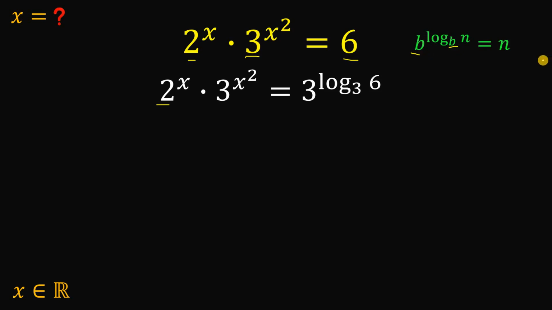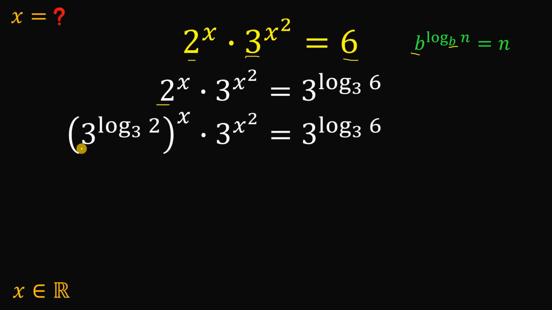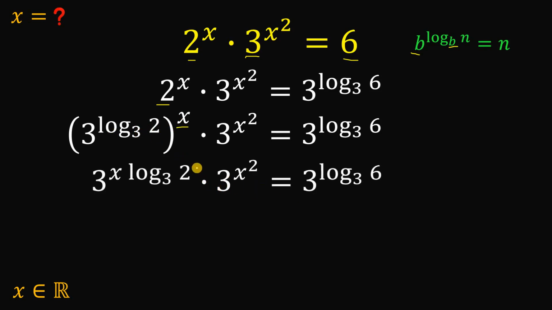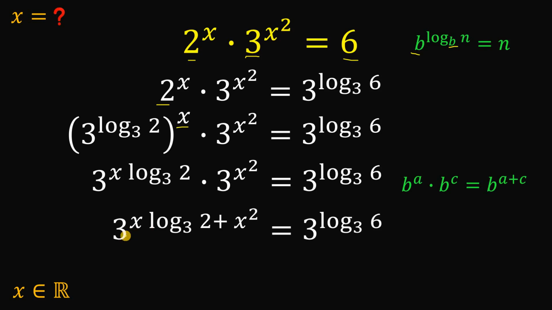We can rewrite this using again this identity. 2, we can rewrite this as 3 raised to the power of logarithm of 2 to the base of 3. Now, what we're going to do is to multiply this x to logarithm of 2 to the base of 3. And then, what we're going to do is to combine these two exponents because, again, we have the same base. So if we have the same base, b raised to the power of a times b raised to the power of c, we can take the base and add its exponent, or a plus c. So the left-hand side of our equation is just 3 raised to the power of x times logarithm of 2 to the base of 3 plus x squared.